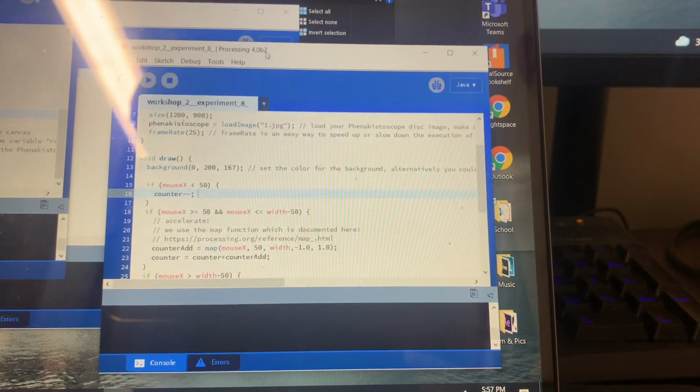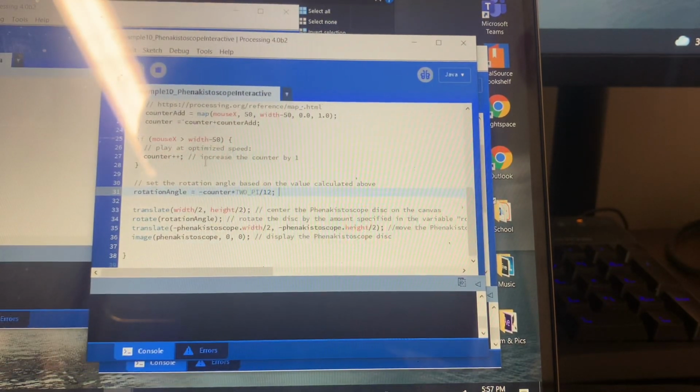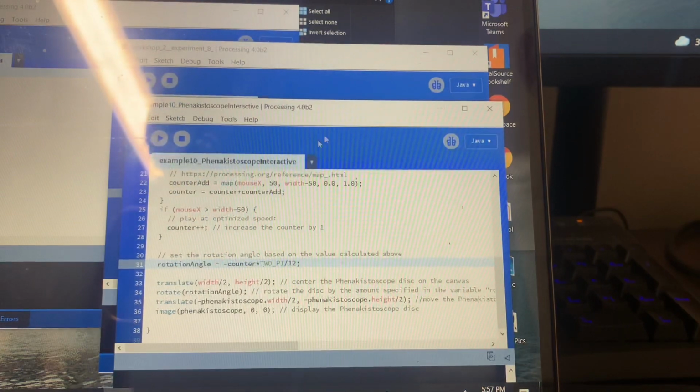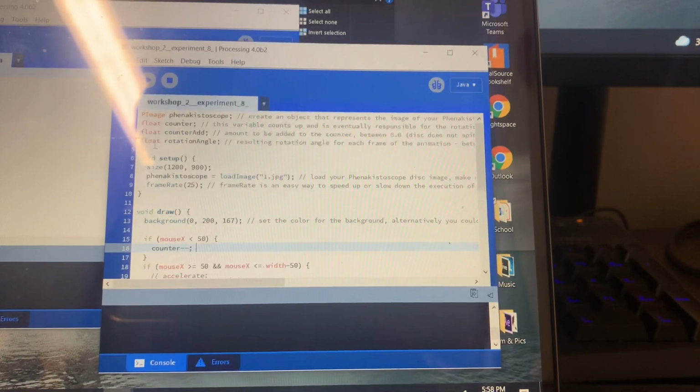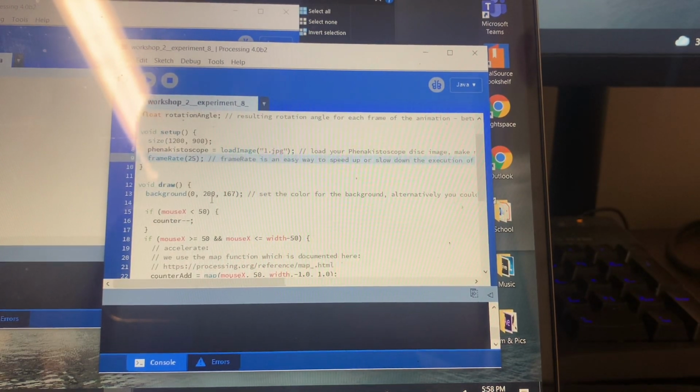Alright, so this is my workshop 2, which is experiment 8. I used the original code from the example 10 right here, but I changed a few things around and just tested some things. The frame rate I changed to 25, which basically just made stuff smoother, like the rotation of the image.